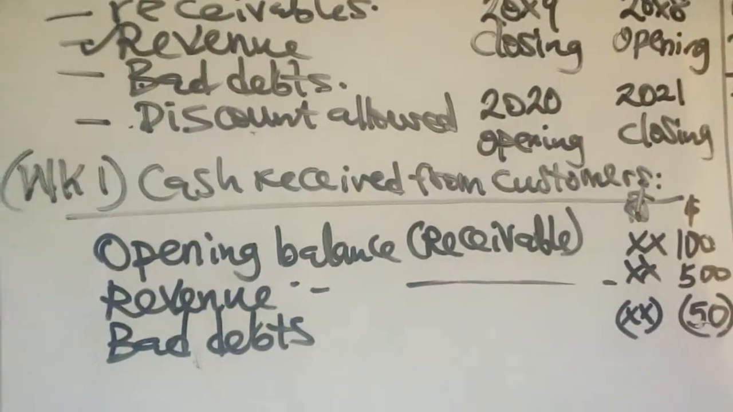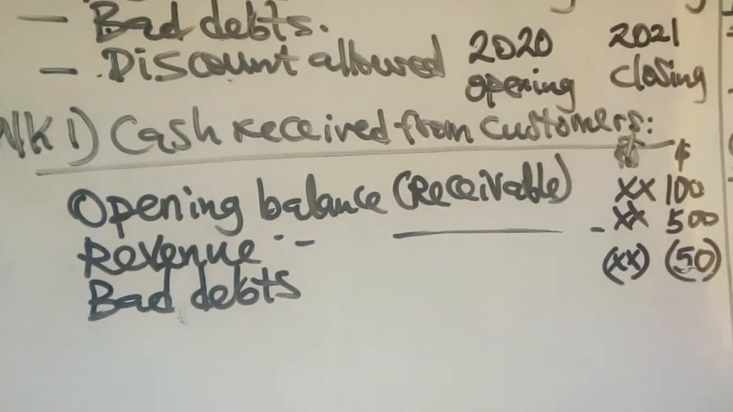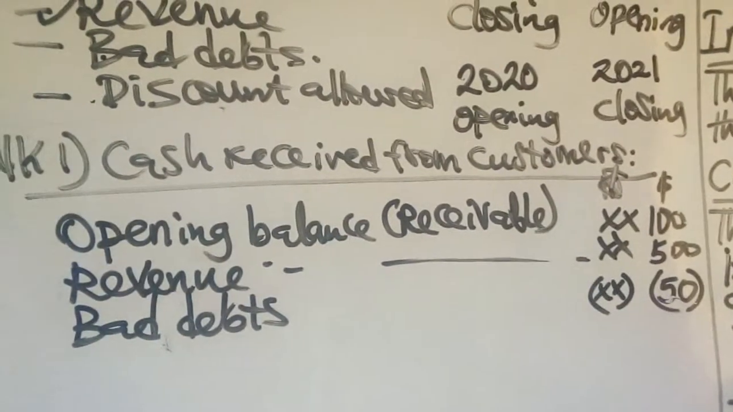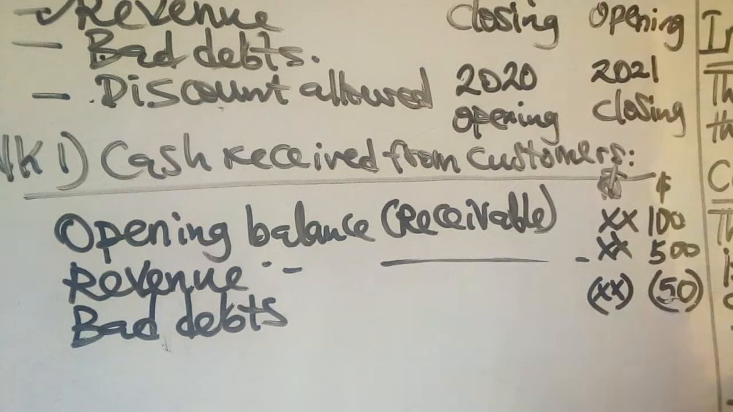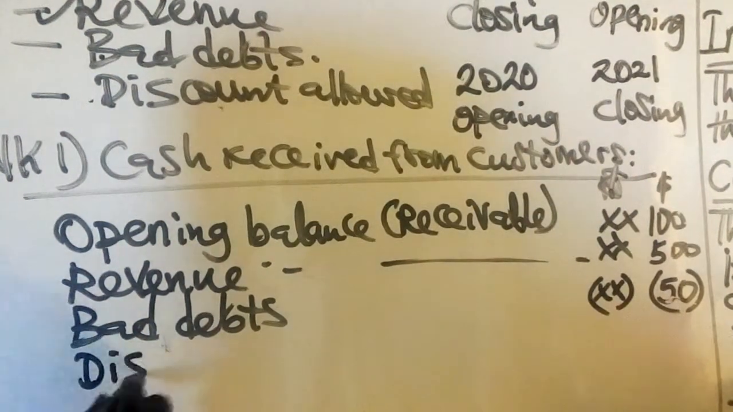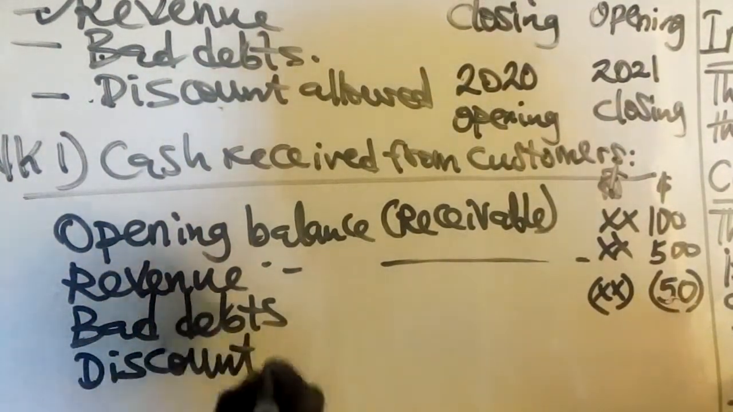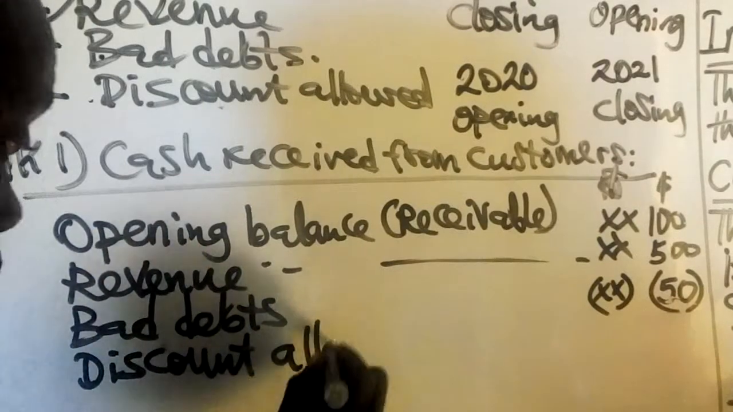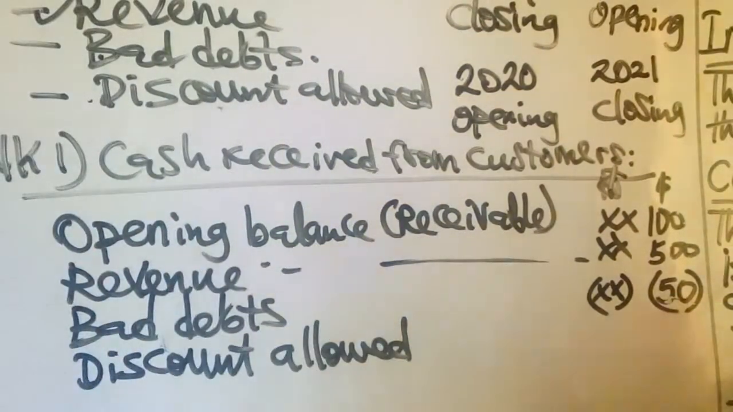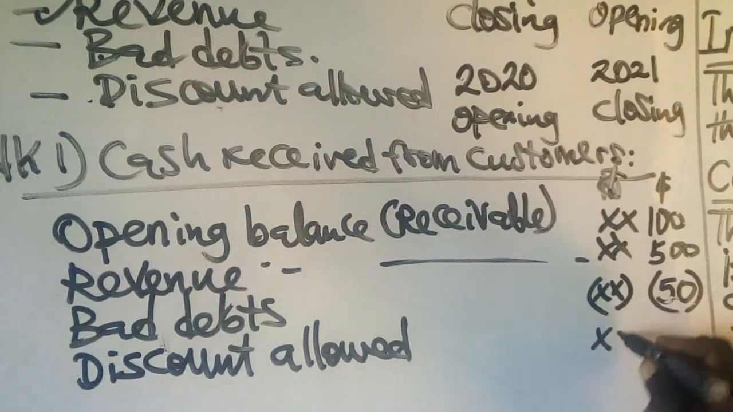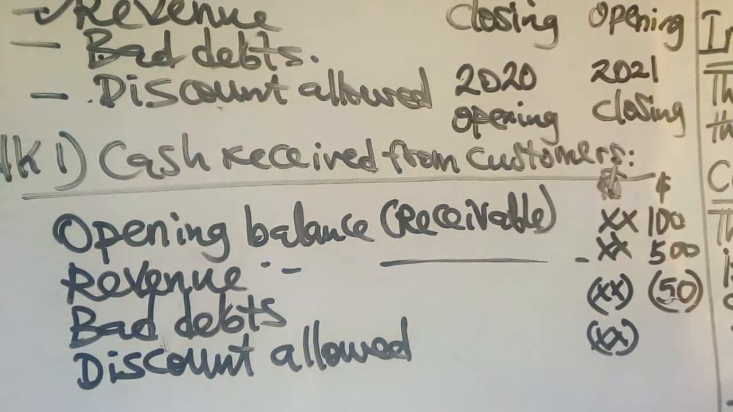Discount allowed is the allowance you give to customers for prompt payment. This discount allowed is a form of rebate. Therefore, when you give discount to customers, that means the amount the customers are owing will reduce. So you have to subtract it.